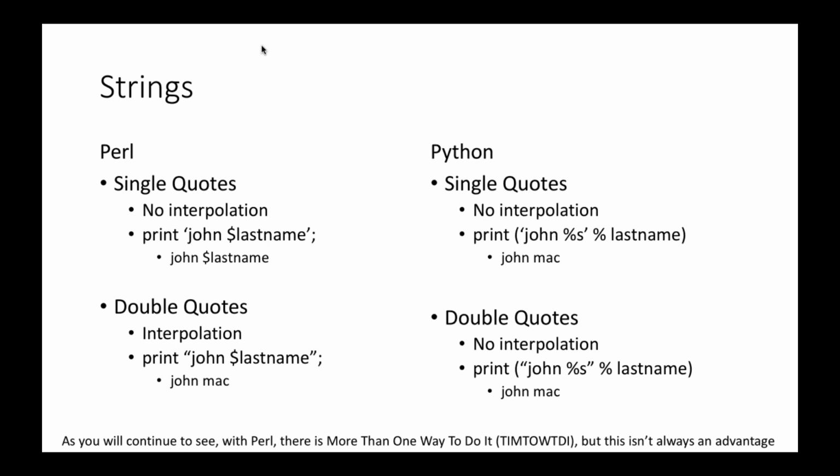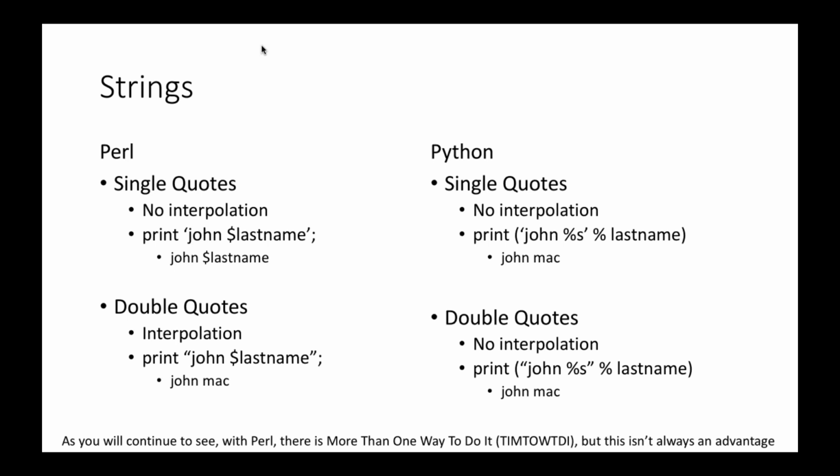But really quickly, if you use a single quote, that means don't interpolate. Even though last name is a variable and would have stored, let's say, Mac, it prints as John $last name because there's no interpolation with the single quotes. Double quotes says, yeah, if that's a variable, give me the variable itself. So you print John $last name with double quotes, you get John Mac.